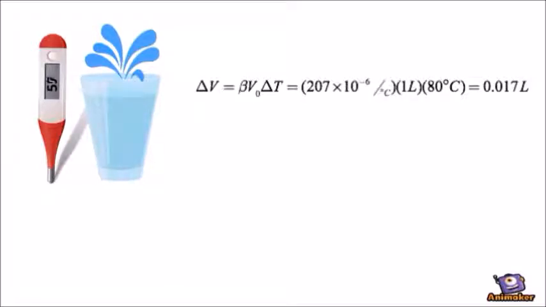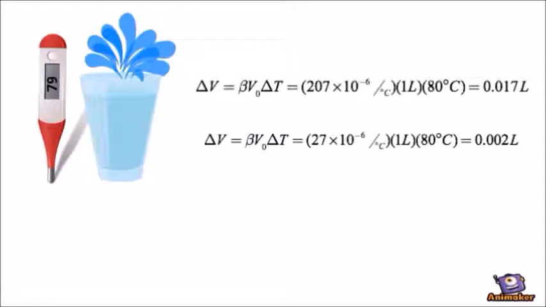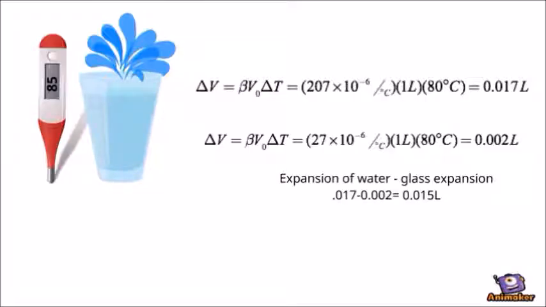Start by finding the expansion of the water, using the formula delta V equals beta times original volume times the change in temperature. Substituting the given, 207 times 10 raised to -6 per degree Celsius, times 1 liter, times 80 degrees Celsius. The change in volume would be 0.017 liters.